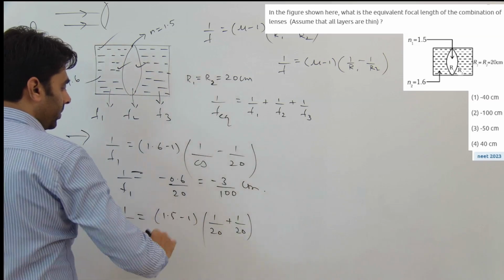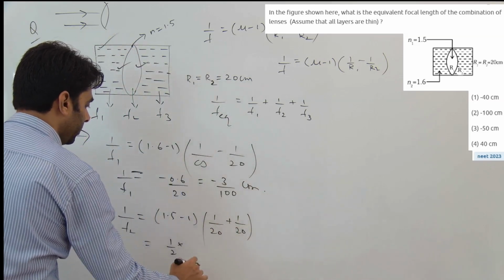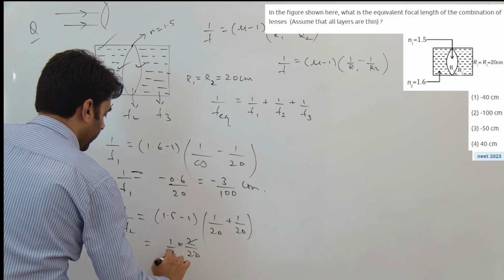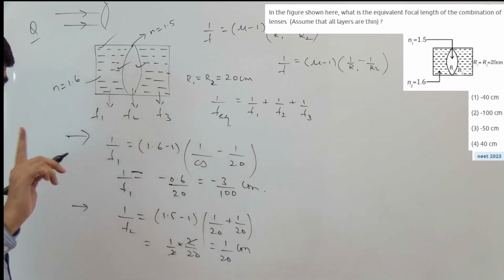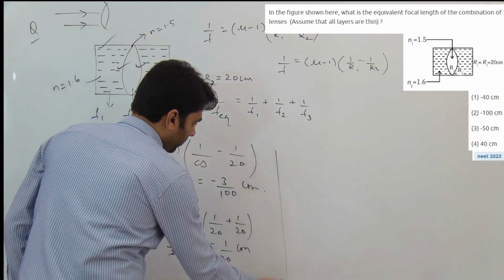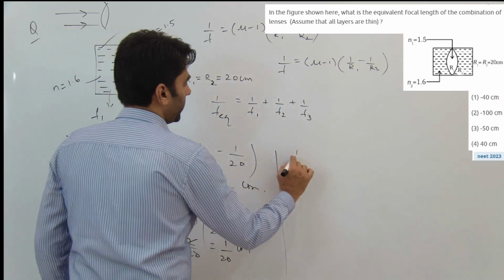How much are we getting? 1.5 minus 1, this is 0.5, that is 1 by 2 into 1 by 20 plus 1 by 20, that is 2 by 20. How much are we getting? 1 by 20 centimeter. Well and good. This is our focal length. Second one is coming 20, or 1 by f2 is 1 by 20 centimeter. Fine. Let us calculate 1 by f3.